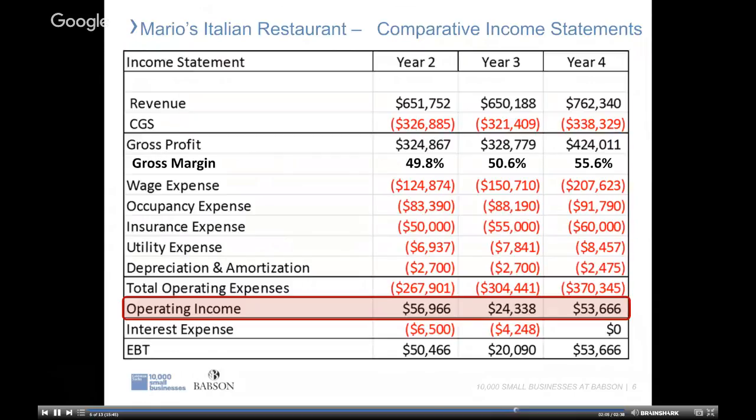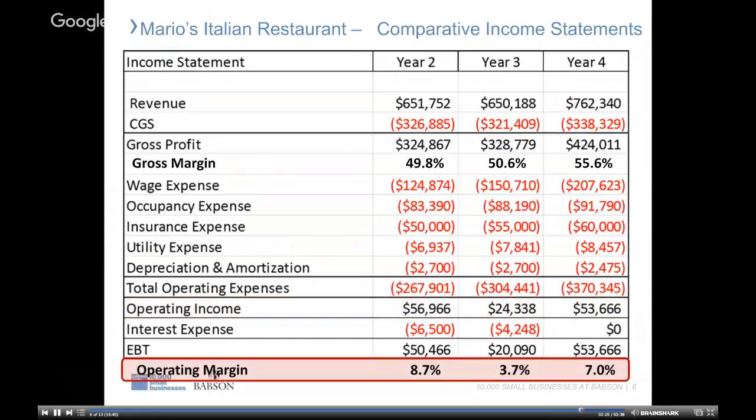substantially in year 3. This appears due entirely to an increase in operating expenses, but Maria would definitely want to know more detail. Most importantly, operating income rebounds strongly in year 4, more than doubling from the prior period. We can calculate the operating margin by dividing operating income by revenue. We can see the margin drop by about 60% in year 3 before almost doubling in year 4.